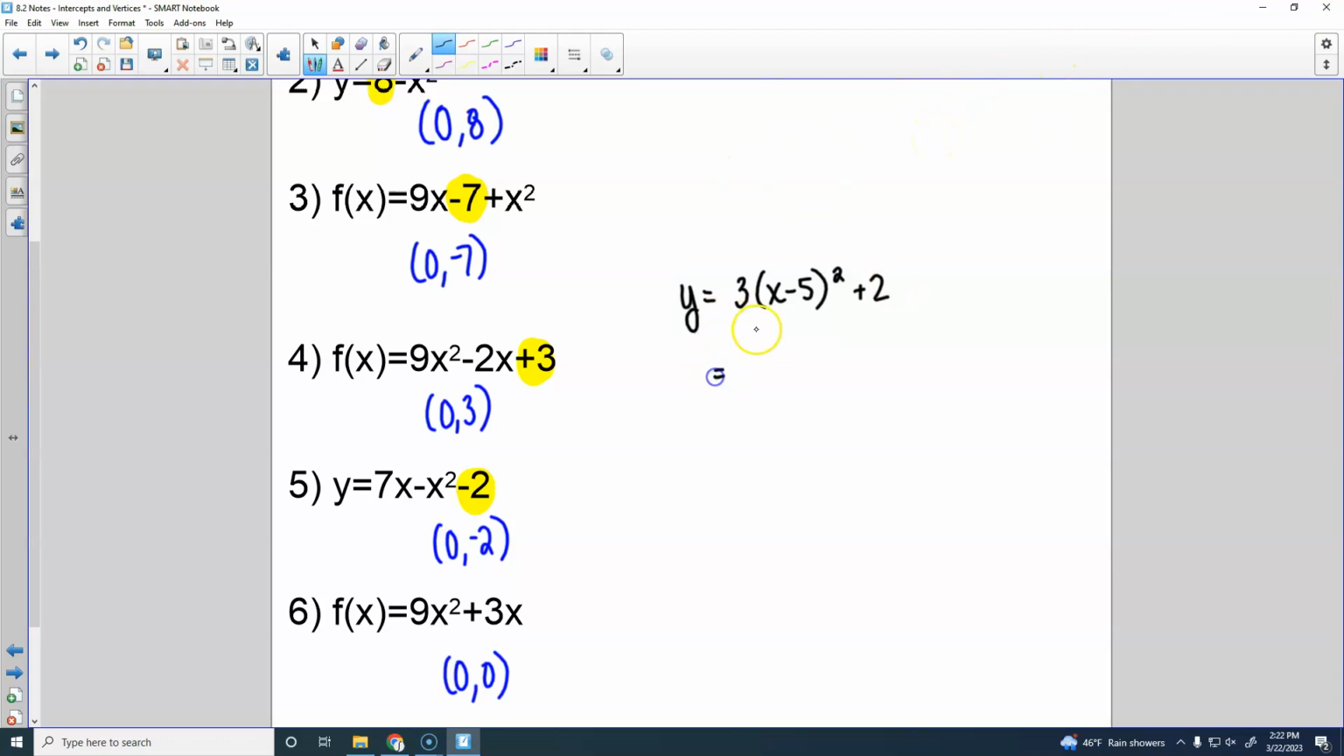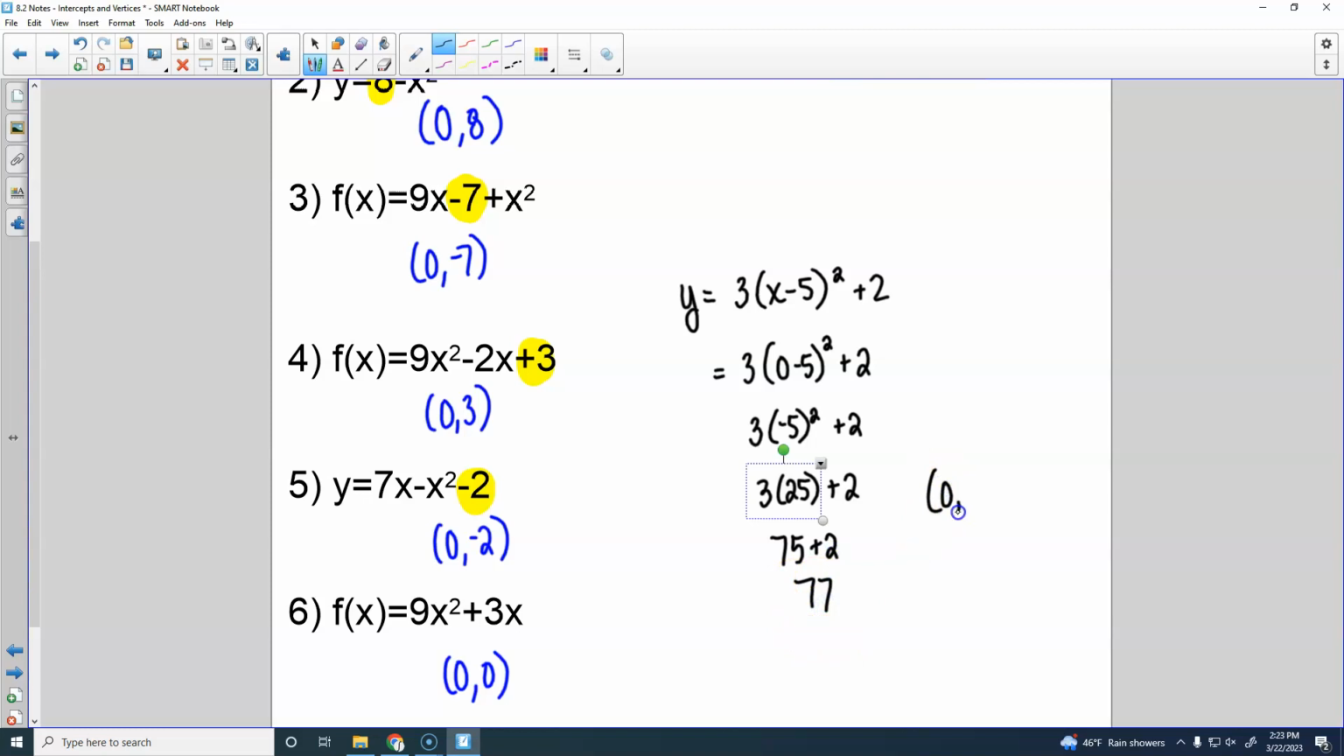Yeah, so this one, you're going to have 3 times (0 minus 5). You do actually have to plug the 0 in for this one because it's not given in that standard form where it's all multiplied out. So you would actually need to plug it in. You'll get 3 times negative 5 squared plus 2. This is going to be 3 times 25 plus 2. Go to those exponents first. That's 75 plus 2, so you'd get 77 for that. So it would be 0, 77. Yeah, negative times negative will be positive when you square that.